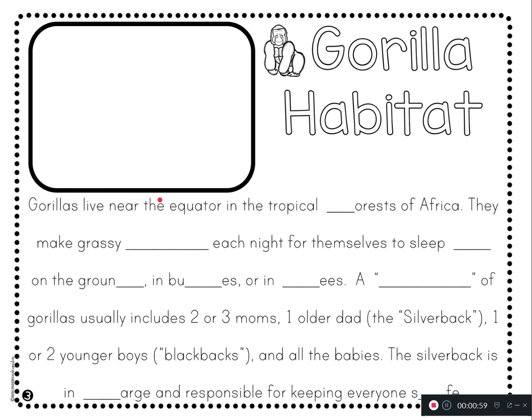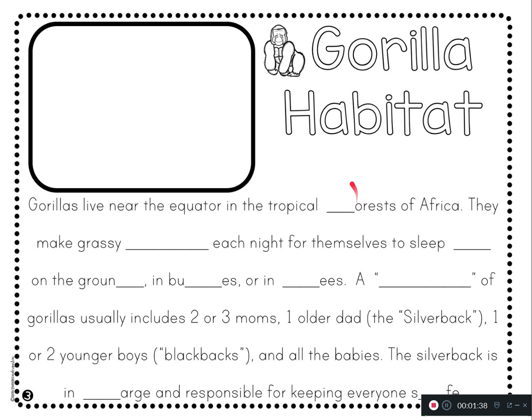Gorillas live near the equator. Can you say equator? The equator is the spot on the world that splits it in the middle. Now, this isn't a real line on the world, but we see these on globes a lot because we can tell a lot about what happens at the equator. So we talk about splitting the world into pieces, and the equator is an imaginary line that's used to separate the pieces. So gorillas live near the equator in the tropical forests of Africa.